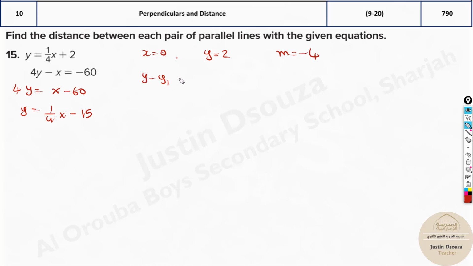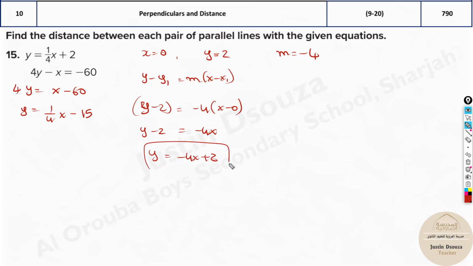Y minus y1 is equal to m into x minus x1. Substitute over here, y is as it is, minus 2 equals minus 4 times x minus 0. Negative 4x, y minus 2, y is equal to negative 4x plus 2. That's the equation. Now what you need to do is equate it with this particular equation over here. So 1/4 x minus 15 is equal to negative 4x plus 2.